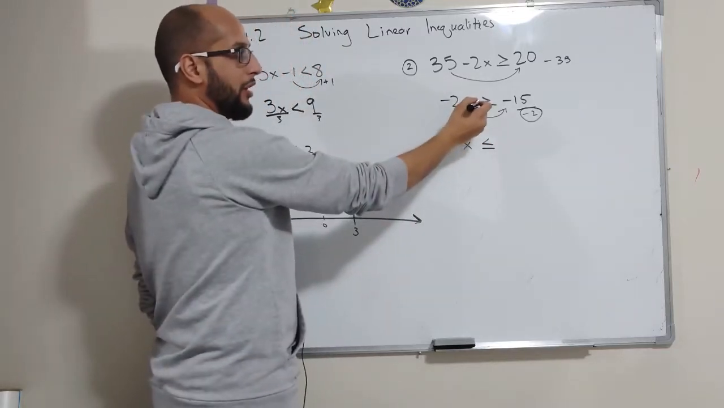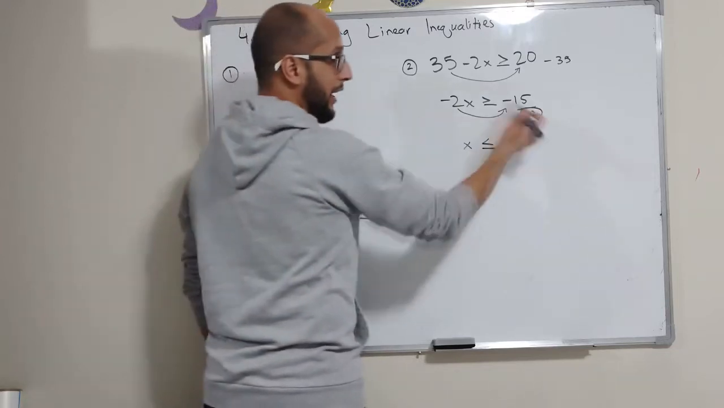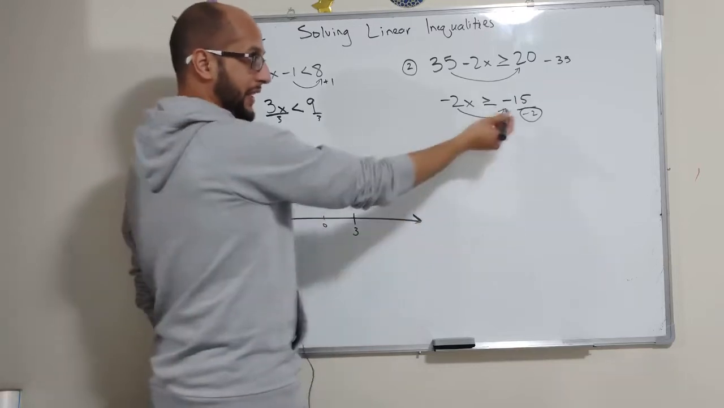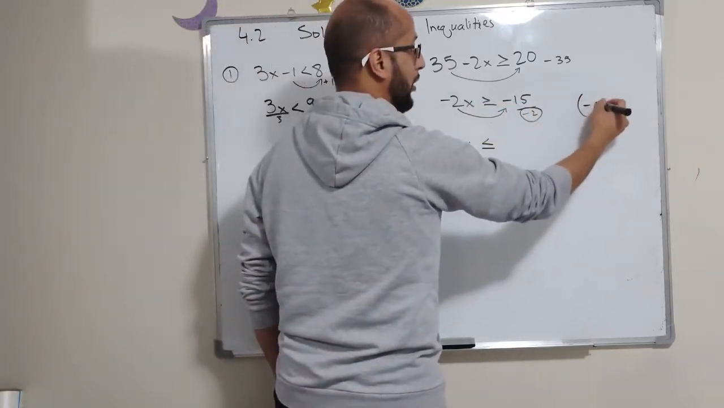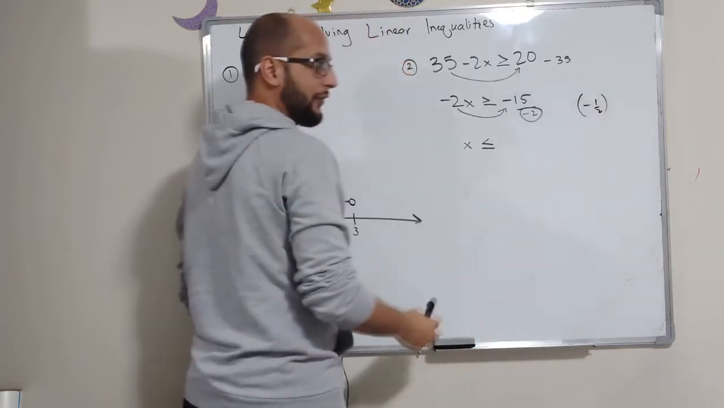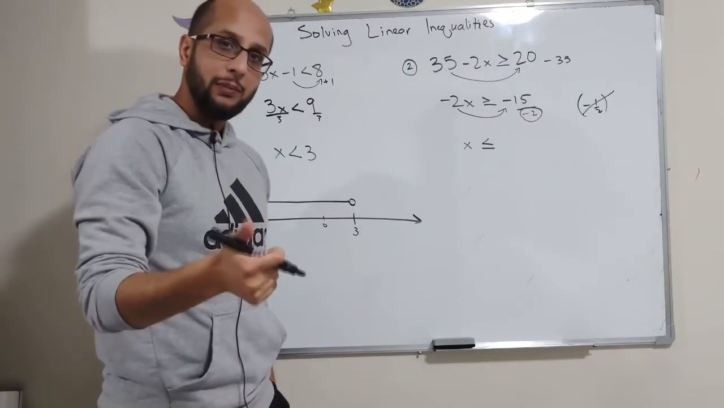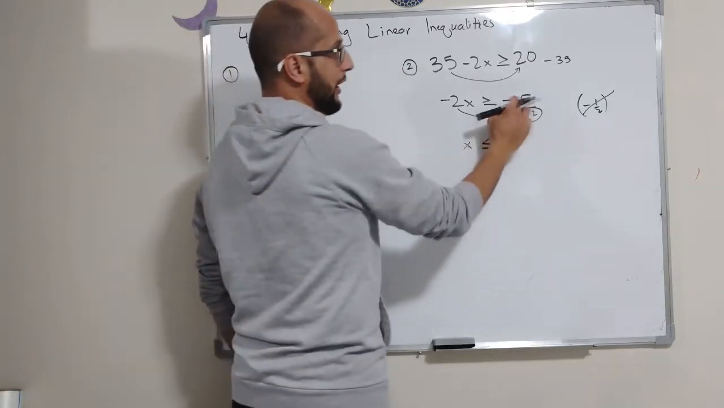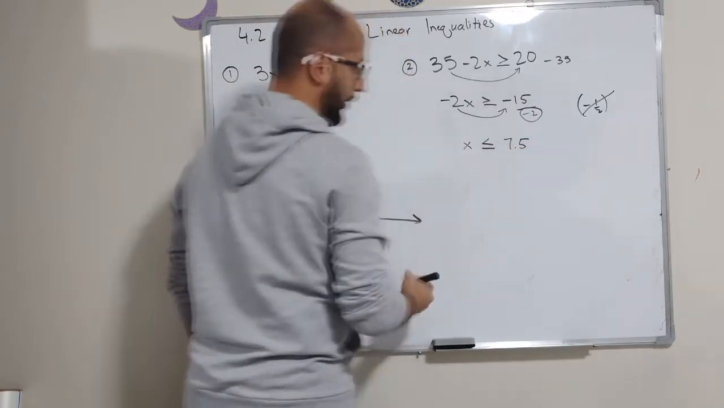It was greater than or equal to, now it has become less than or equal to, only because I multiplied or divided by a negative number. In this case, I divided by negative 2, but I could easily have referred to it as multiplying by negative half. We're not doing that here. We're using negative 2 as a division. But if you multiply or divide by a negative number, your inequality flips. Then negative 15 divided by negative 2 would be positive 7.5.